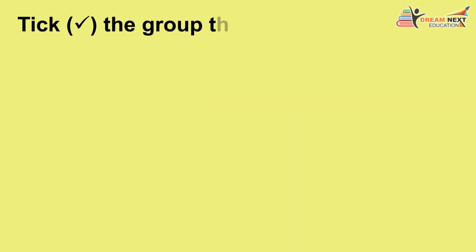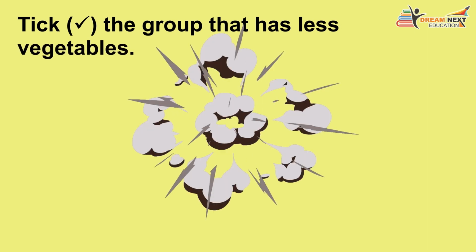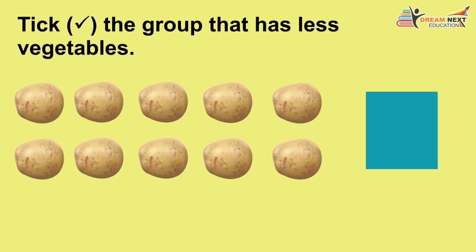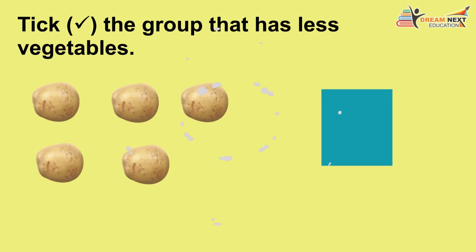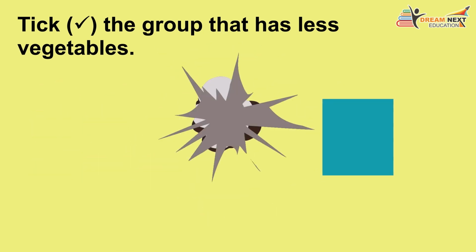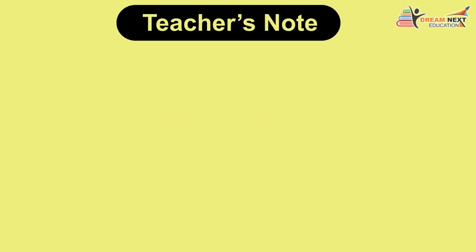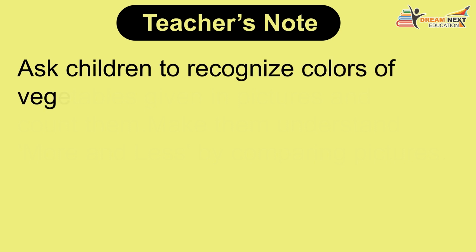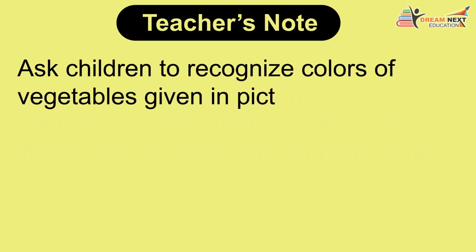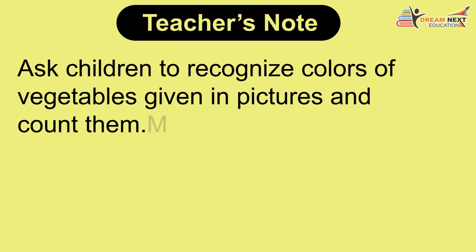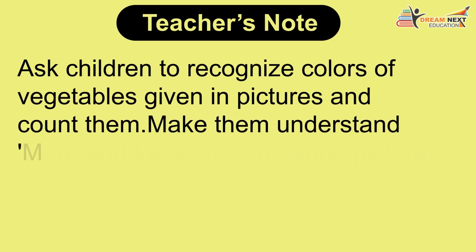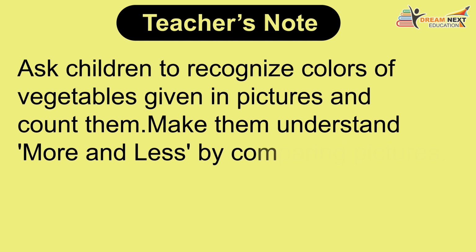Tick the group that has less vegetables. 8 potatoes, 5 potatoes, 7 tomatoes, 5 tomatoes. Teacher's note. Ask children to recognize colors of vegetables given in pictures and count them. Make them understand more and less by comparing pictures.